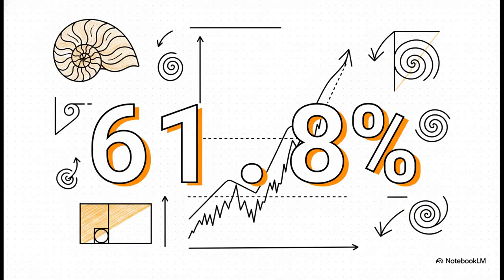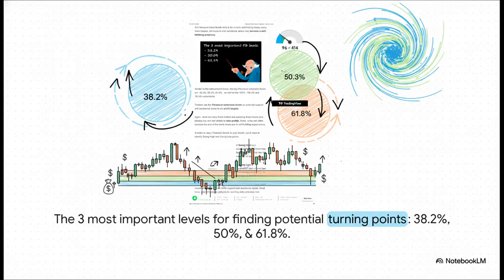And finally, we have the big one, 61.8%. This is often called the golden ratio. A lot of traders will tell you this is the most important retracement level of them all. If the price bounces from here, it's often seen as a really strong sign that the original trend is back in business. So if you're going to remember anything, remember these three: 38.2%, 50%, and 61.8%.